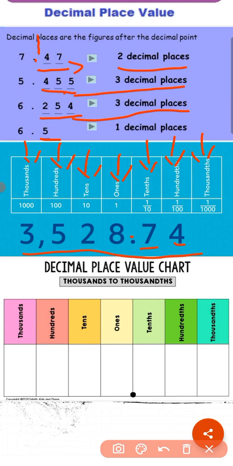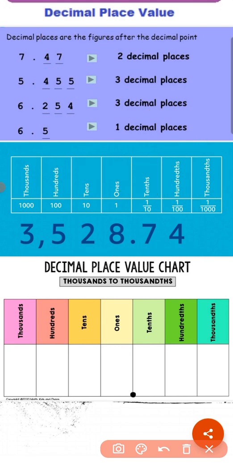So children, the given example is a decimal number. The places on the left side of the decimal are ones, tens, hundreds, thousands. On the right side, the digits after the decimal: the first place after the decimal is tenths, then the second place is hundredths and the third place is thousandths.